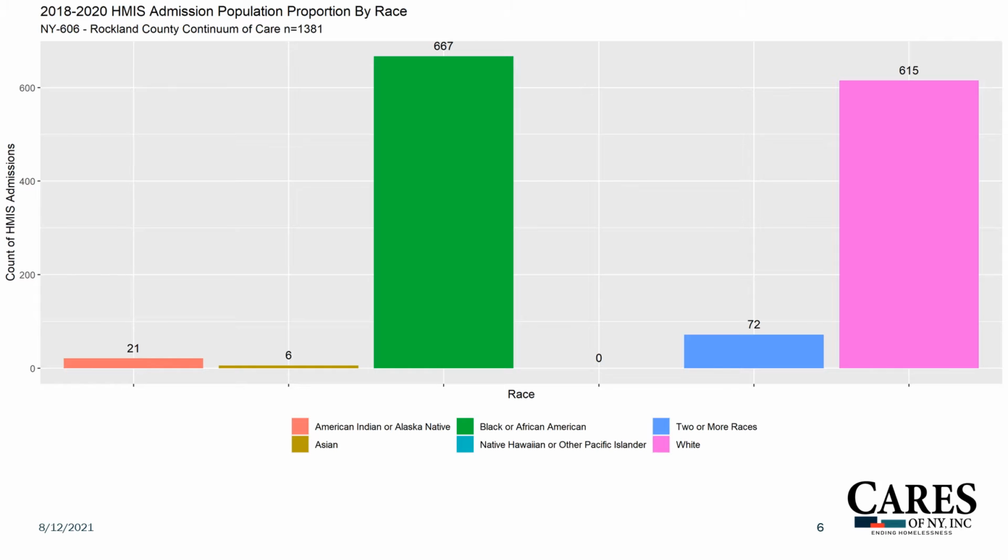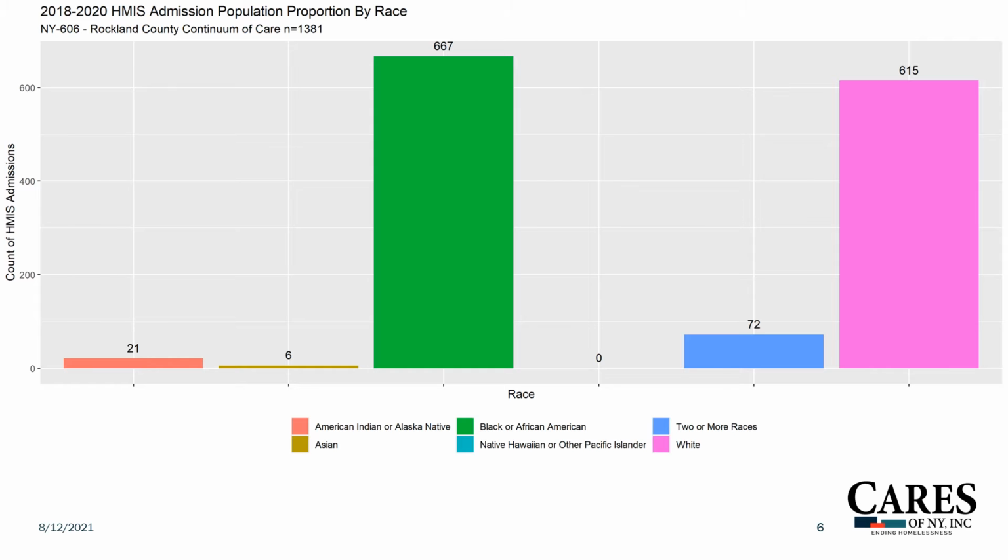To provide more context to the percentages provided in the previous slide, this slide only looks at the total number of clients admitted into HMIS between 2018 and 2020. So we're not looking at the census or the American Community Survey. And what we can see here, the most obvious data point, is that there are more Black or African American client admission records in HMIS than there are white records.